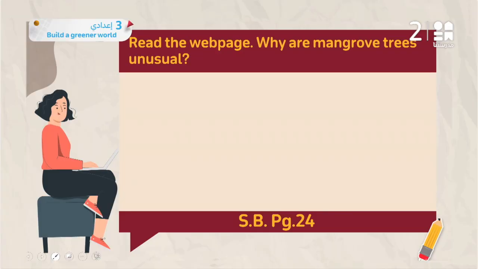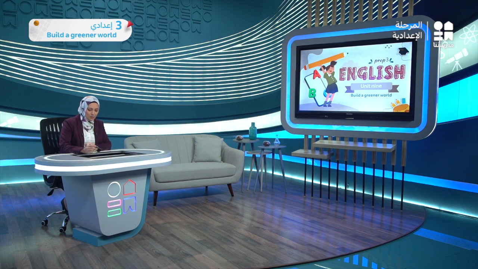Okay, we're going to start with a web page in the student's book, page 24. So we're going to read this web page together and then answer the questions. Why are mangrove trees unusual? Mangrove trees are a kind of tropical trees. Why are they different? Unusual means not usual.